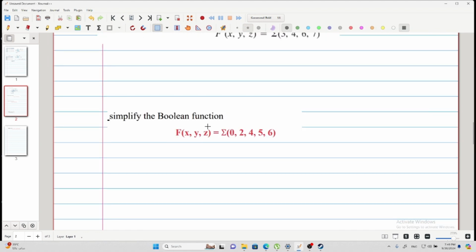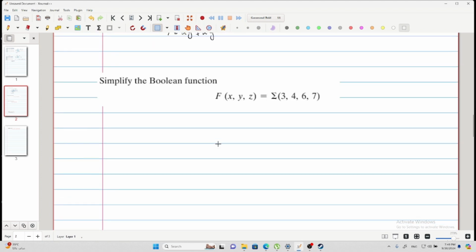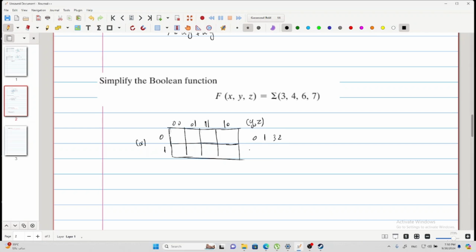Now let's do one more to make sure that we understand the concept, and then we go for 4 variables. Bismillah. Okay, here we draw the table itself, going along here. 0, 1, 3, 2, and then x, and then 0, 0, 0, 1, and then 1, 1, 1, 0, and then here we have y and z. Then again 0, 1, 3, 2, and then you have 4, 5, 7, 6.